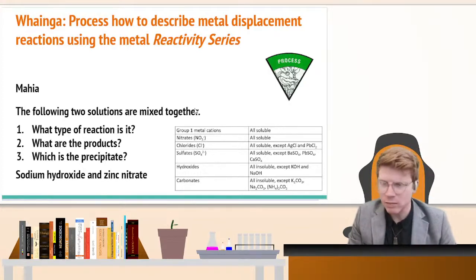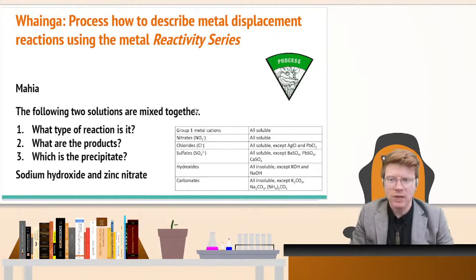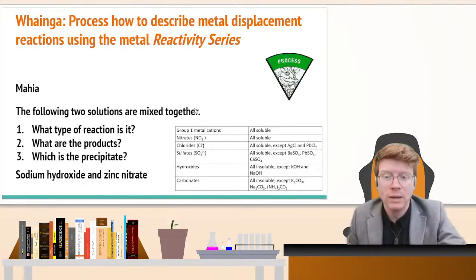For those of you who need a bit more of a challenge, you can be thinking about that third question, because you're going to have 2 products being made here. The question is, which one of them is the precipitate? So I'll give you another 5 seconds, and then I'm going to reveal the answer. 5, 4, 3, 2, 1.